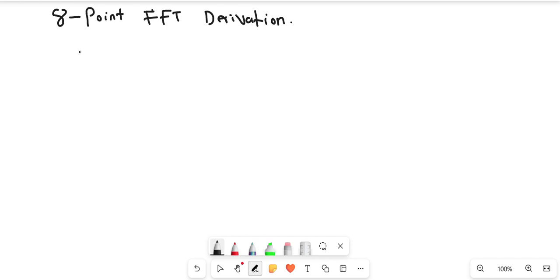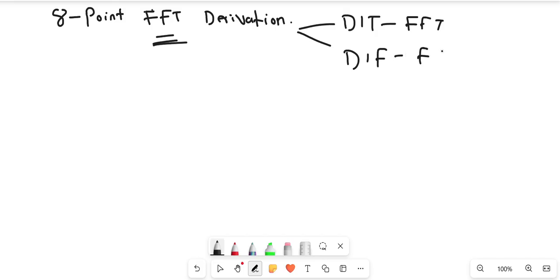For N-point DFT it requires N square multiplications and N into N minus 1 additions. So for DFT computation the FFT was developed to reduce the computation. It can be performed either by decimation in time FFT or decimation in frequency FFT. All the fundamental concepts we explained in the previous session.